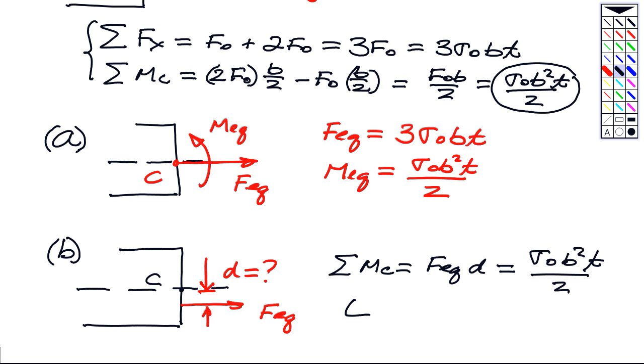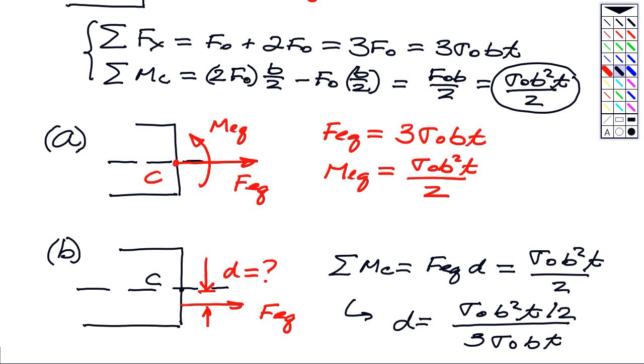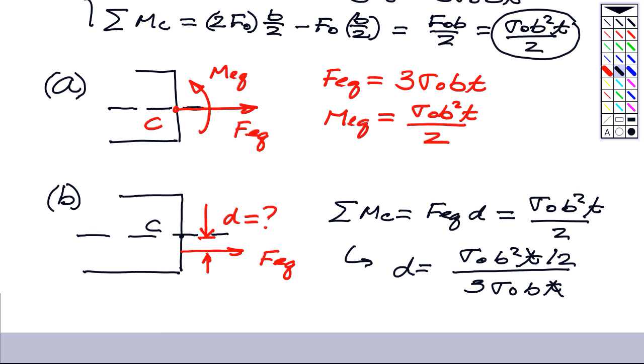So this says that the distance d would be to take the sigma naught b squared t divided by 2 and divide it by the equivalent force, which was 3 sigma naught b t. So the t's will cancel out, there will be a b which will cancel top and bottom, the sigma naught does too. So this becomes the distance of b over 6.